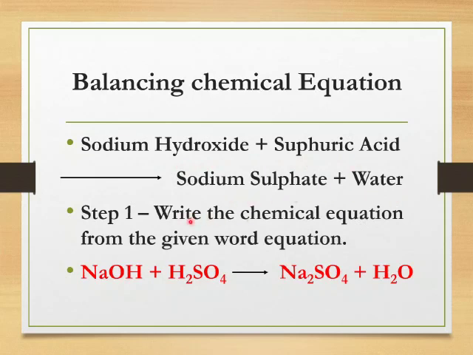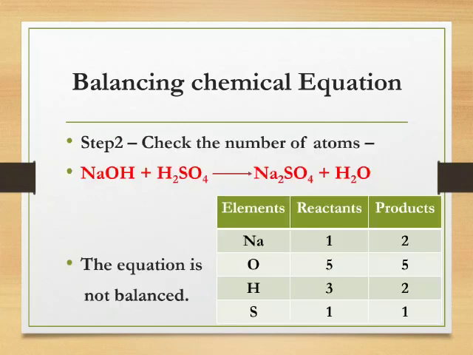In the first step, we have to write the chemical equation from the given word equation. So, the chemical equation is NaOH plus H2SO4 gives Na2SO4 plus H2O. In the next step, we have to check the number of atoms. For example, the elements are sodium, oxygen, hydrogen and sulfur. Let us count the number of sodium atoms in reactant side. Here we have one sodium atom. On the product side we have two sodium atoms.